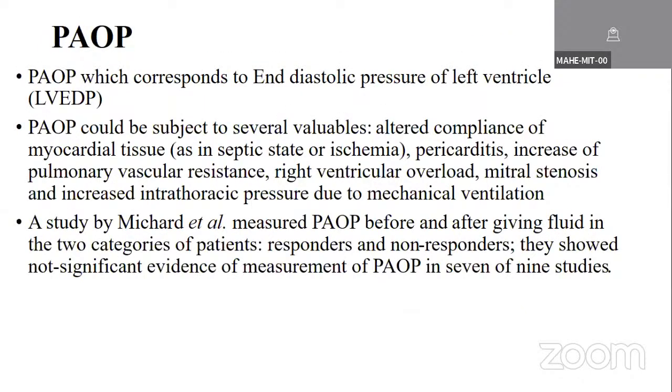Next is the PAOP, that is pulmonary artery occlusion pressure, which corresponds to the end-diastolic pressure of the LV. The PAOP can be subjected to many variables, like poor LV compliance, pericarditis, mitral stenosis, or increased intrathoracic pressure. All these can cause abnormal values, like false positive or false negative values.